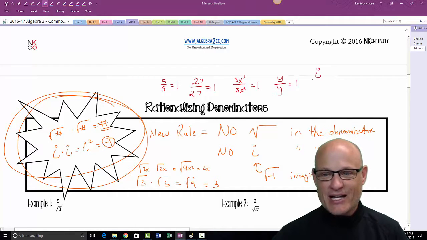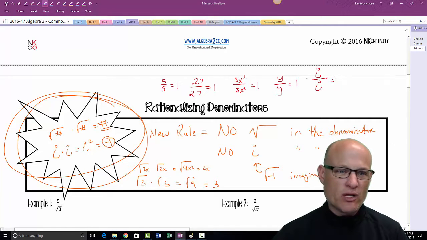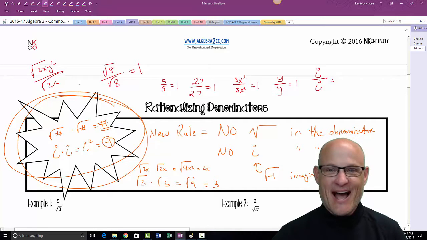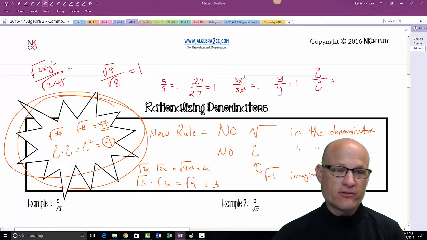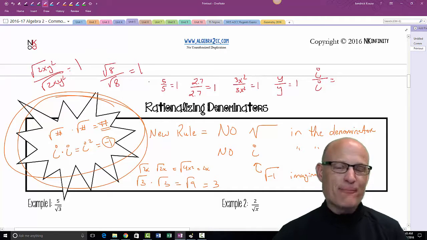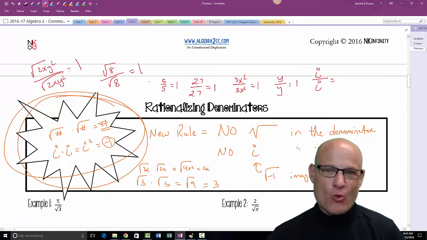What is i over i? Is that equal to 1? What is the square root of 8 over the square root of 8? Is that equal to 1? Do you get it? What is the square root of 2xy squared over the square root of 2x? Nothing, I tricked you. It's really just y squared over y squared. Is that just 1? Oh, yeah, it's just 1. So I can represent 1 any way I want.